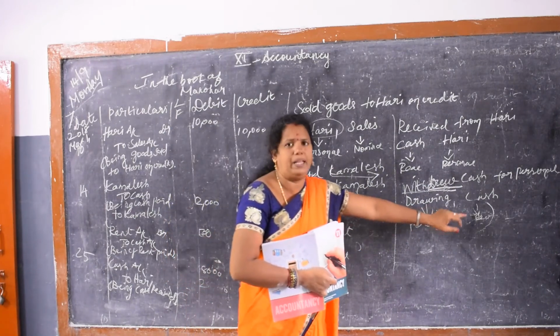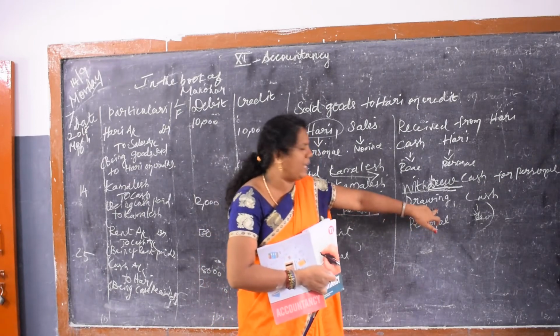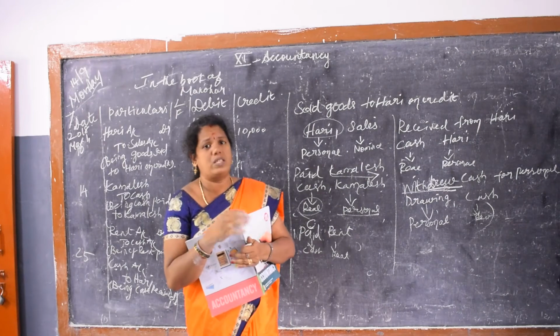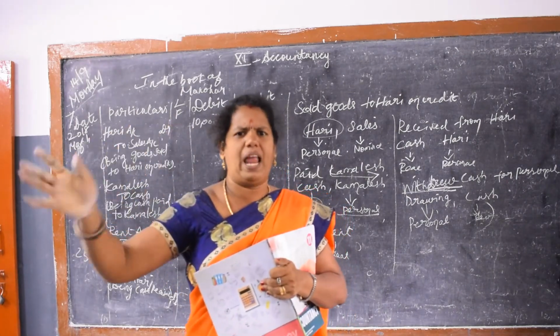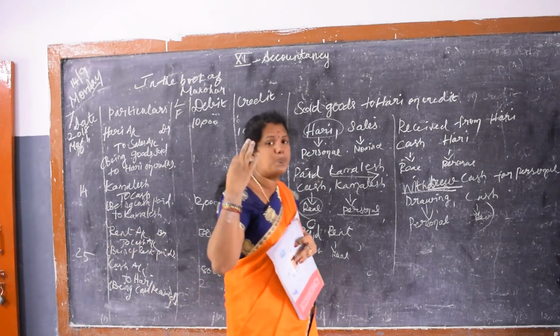So who is giving the money? The business is giving the money. Who is receiving the money? The owner. So when the owner is taking some money, it is referred to as drawings. When the owner is investing money, we can say it is capital. Likewise, when the owner is getting some money from the business, what is personal use here?